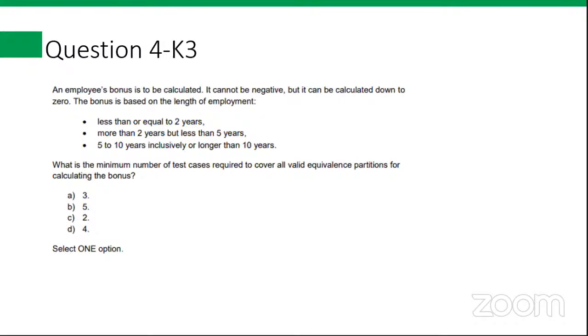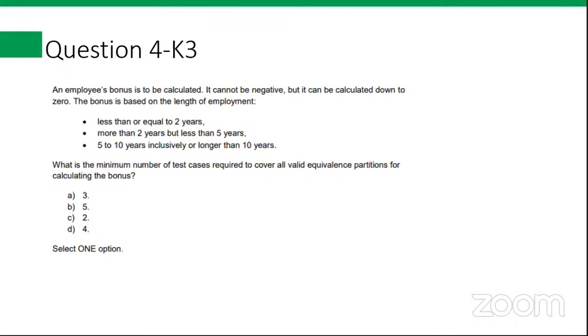So, let me just read the question for you. An employee's bonus is to be calculated. It cannot be negative, but it can be calculated down to zero. The bonus is based on the length of employment, that is less than or equal to 2 years, more than 2 years but less than 5 years, 5 to 10 years inclusively, or longer than 10 years.